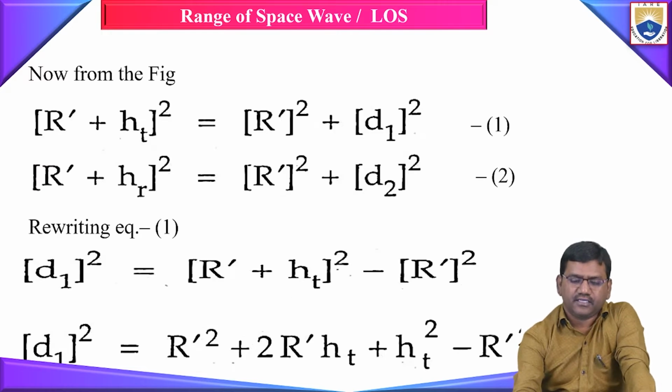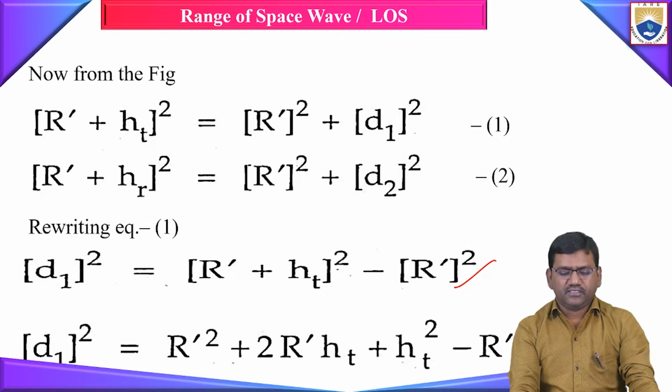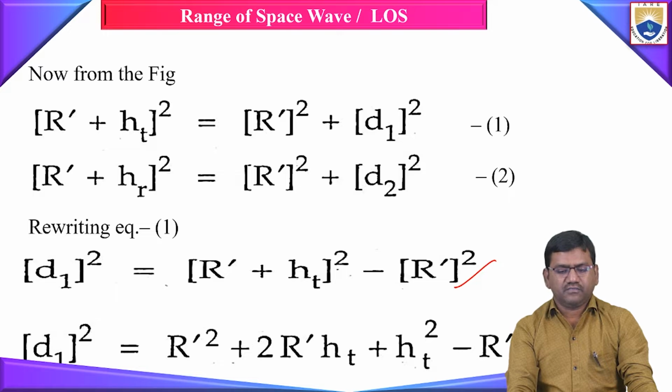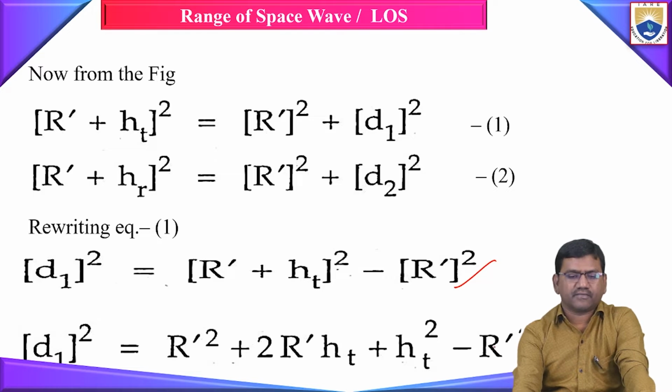So here you can see d1 square is equal to R dash plus HT whole square minus R dash square. So d1 square is equal to R dash whole square plus 2 R dash HT plus HT whole square minus R dash square.